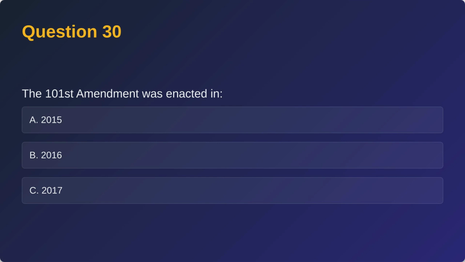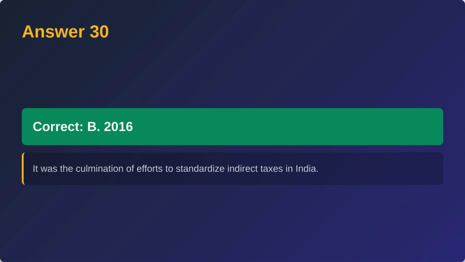Question 30. The 101st Amendment was enacted in which year? Answer 30. 2016. It was the culmination of efforts to standardize indirect taxes in India.